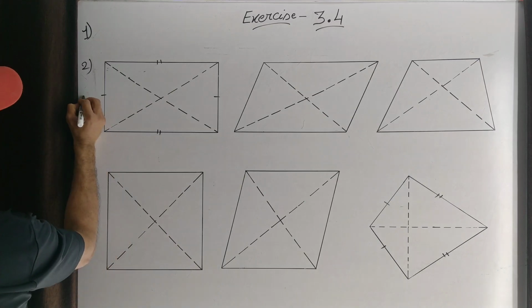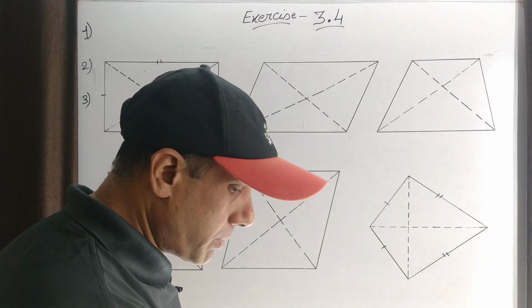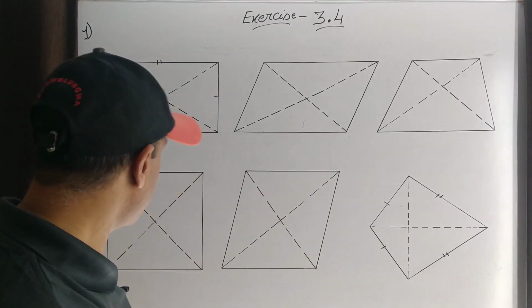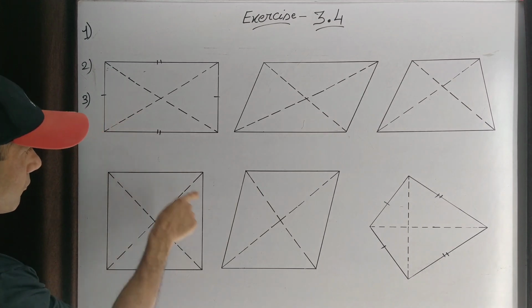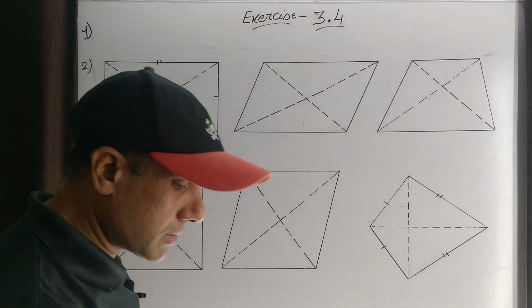Question number 3. Explain how a square is a quadrilateral. This is a square, it has four sides, hence it's a quadrilateral.